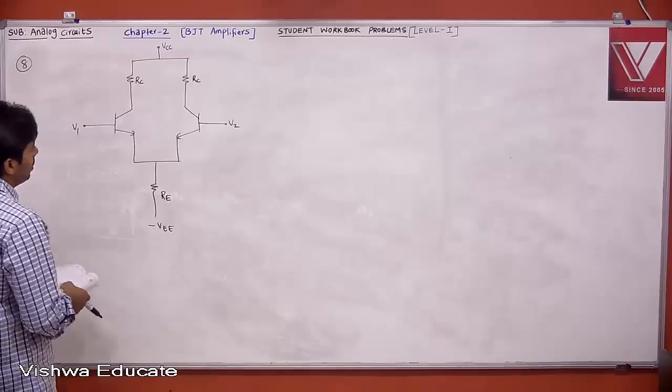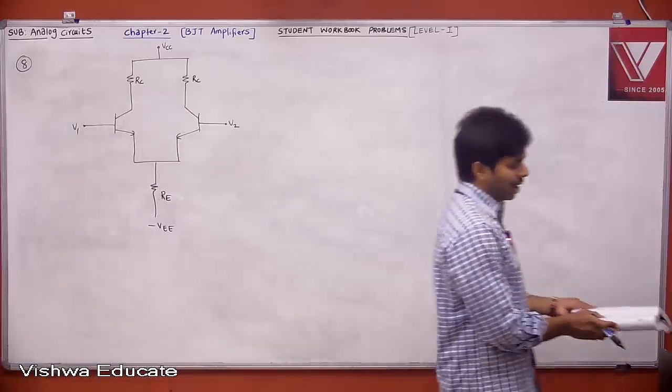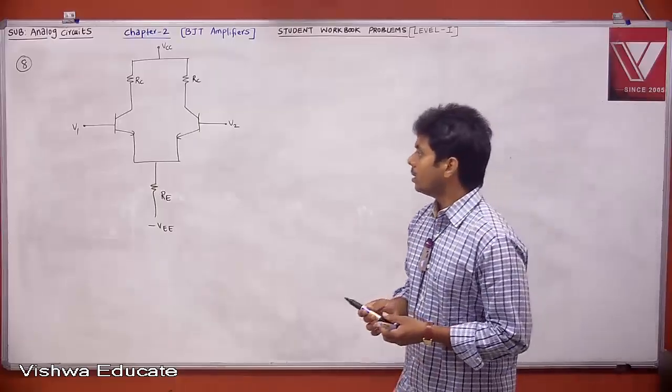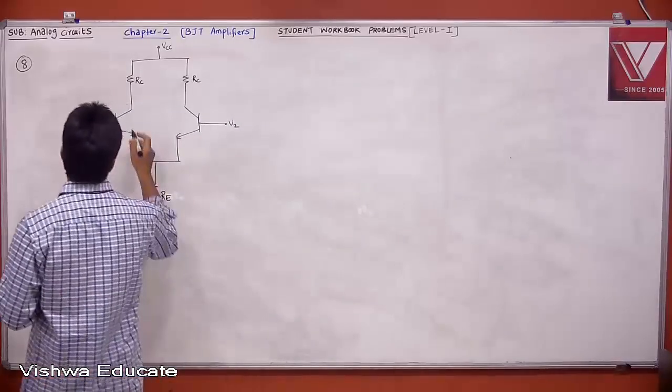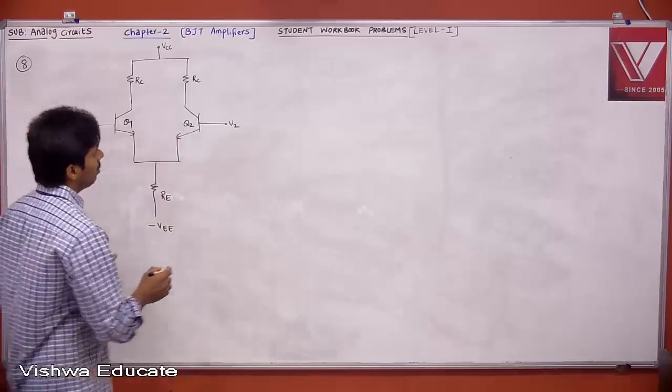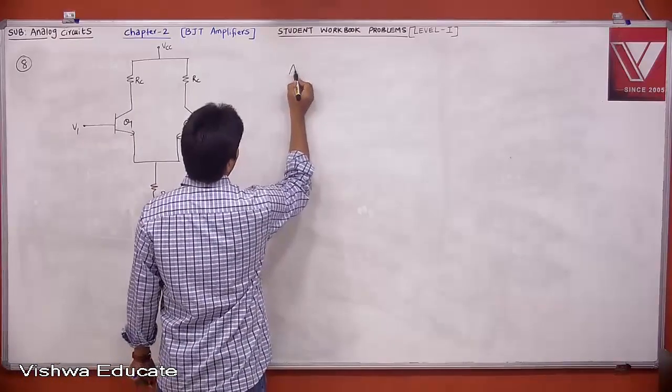Now, tell me, this is your differential amplifier. We had seen this already, right? Then we had seen two things: common mode gain and differential gain. This is your transistor 1 and transistor 2. Tell me, what is your common mode gain? What do you mean by common mode gain?